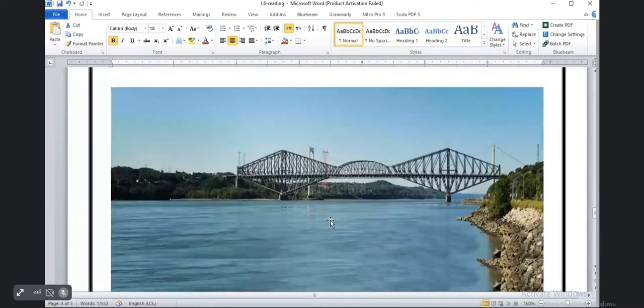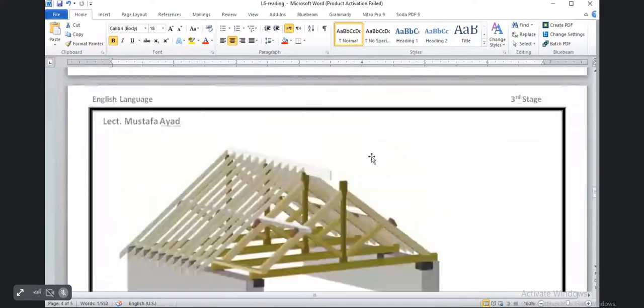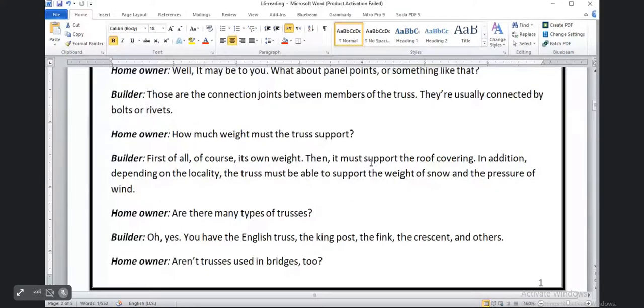By the way, students, this is another truss bridge, but this truss bridge is quite a complicated kind. Why? Because it has the crescent in the middle, and two other kinds of trusses, fink trusses, on the right and the left. This type is complicated. Okay? And inshallah, when we continue reading, I will tell you where this bridge is. Okay, so these are the types of trusses. By the way, students, be careful. Maybe in the exam, I will bring you a picture and ask you which type of truss this is.